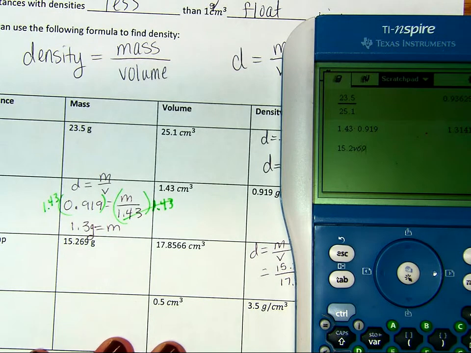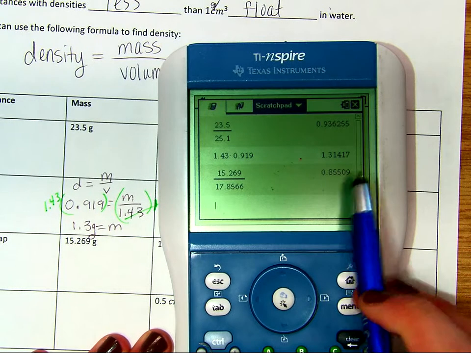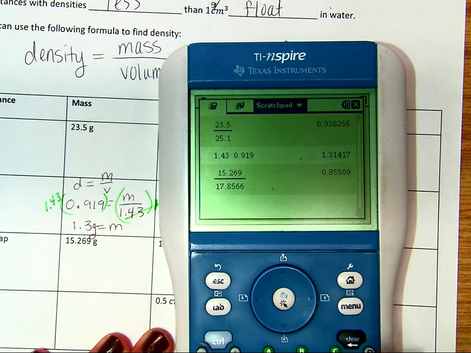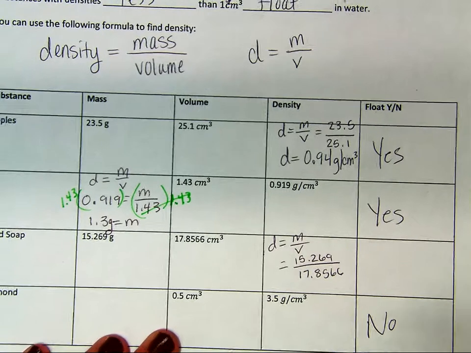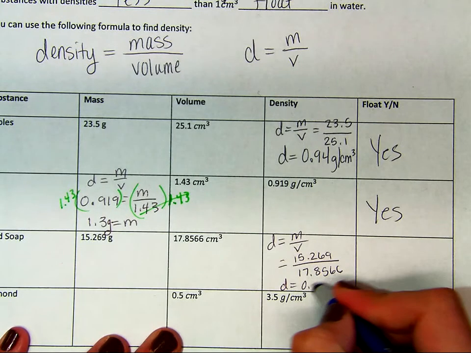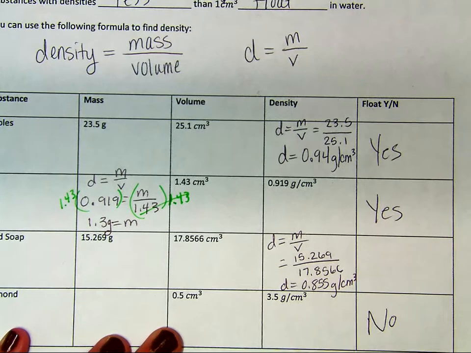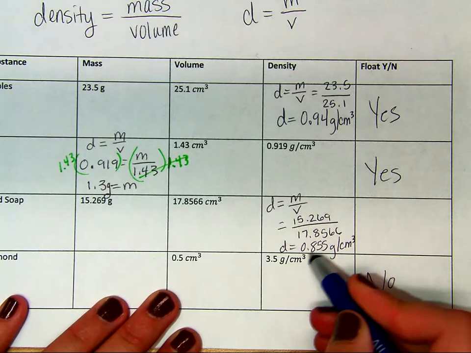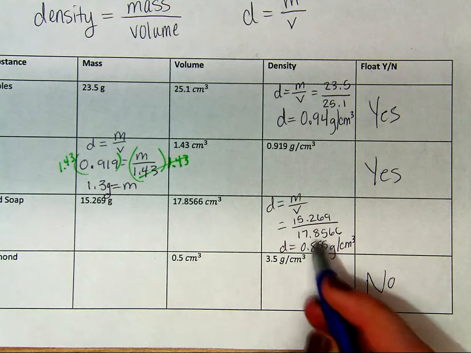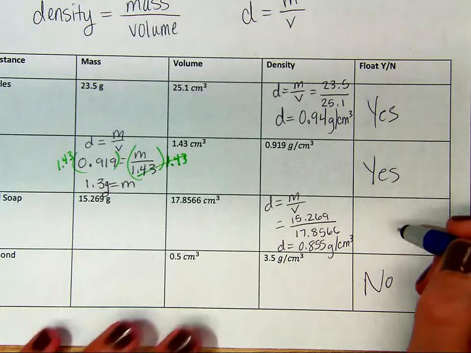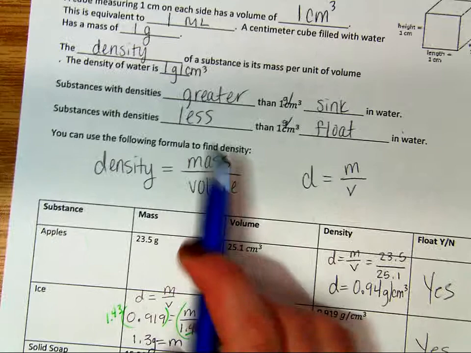15.269 divided by 17.8566. Hit enter. And it's about 0.855. And again, my units are grams per centimeter cubed. So this has a density less than 1, 0.855. So it's going to float in water. If it's less than 1, then it floats.